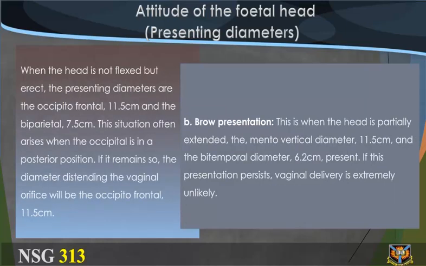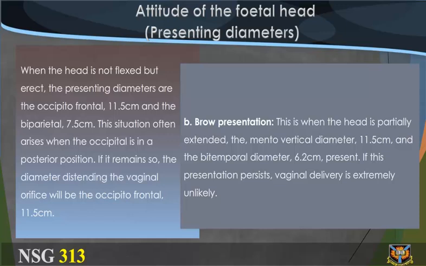When the head is not flexed but erect, the presenting diameters are the occipital frontal, 11.5 cm, and the biparietal, 7.5 cm. This situation often arises when the occiput is in a posterior position. If it remains so, the diameter distending the vaginal orifice will be the occipital frontal, 11.5 cm.